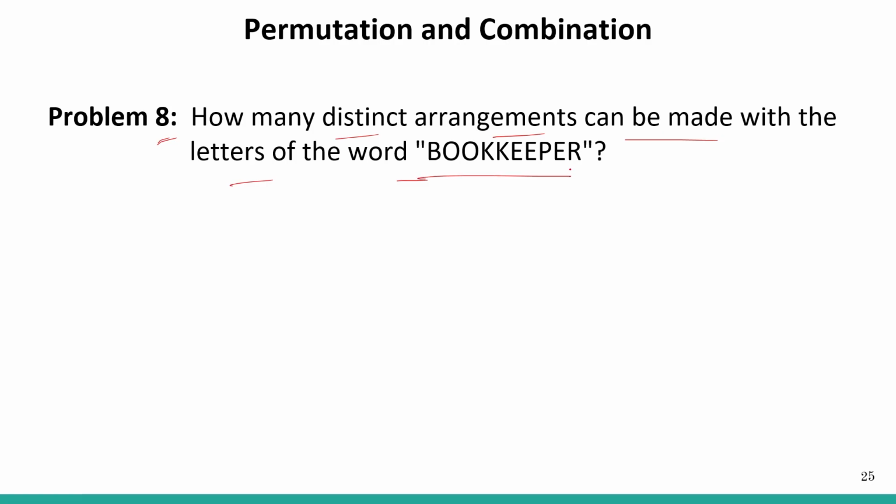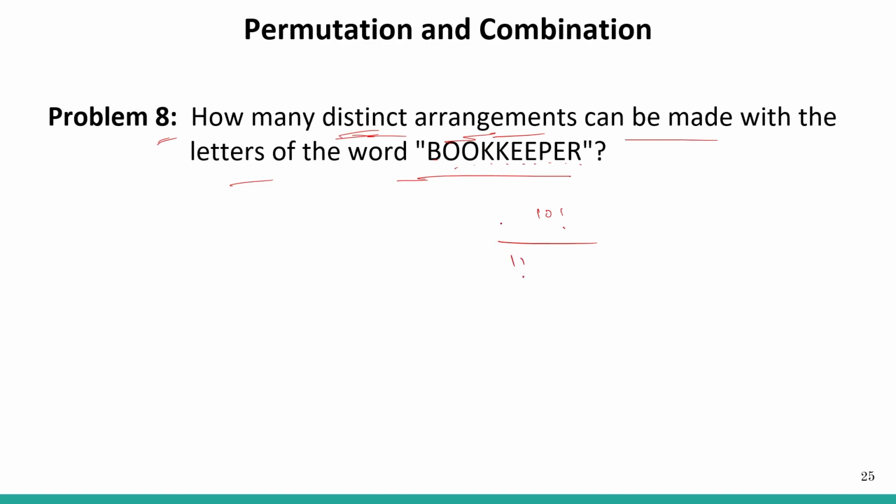So let's see how many distinct arrangements can be made with the letters of the word bookkeeper. What we want to do is take distinct arrangements. So we will use the same formula: 1, 2, 3, 4, 5, 6, 7, 8, 9, 10. So 10 English letters are used here, so 10 factorial. Then let's see, B is repeated once.